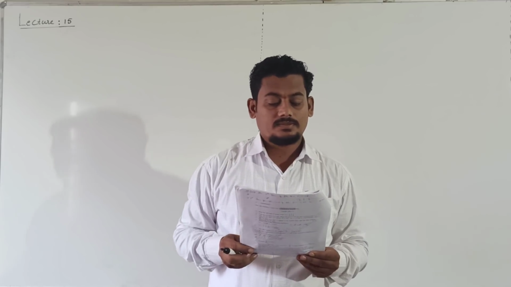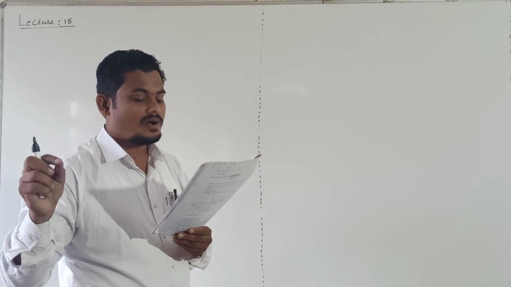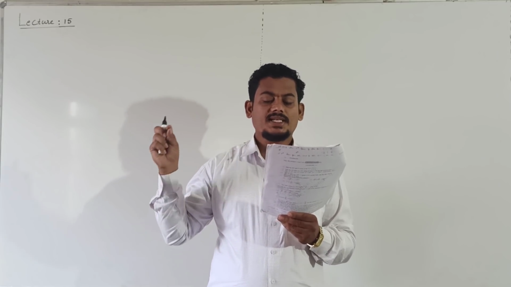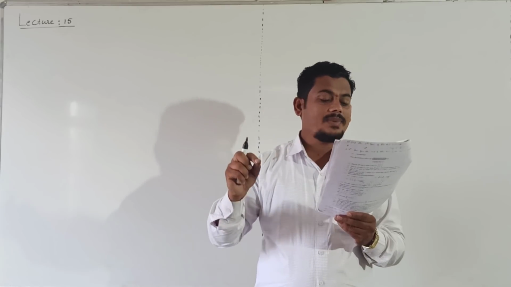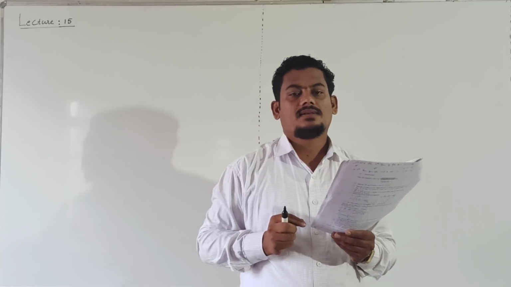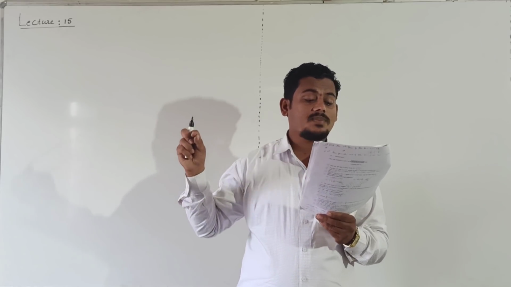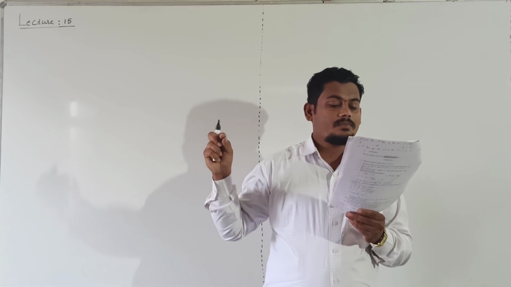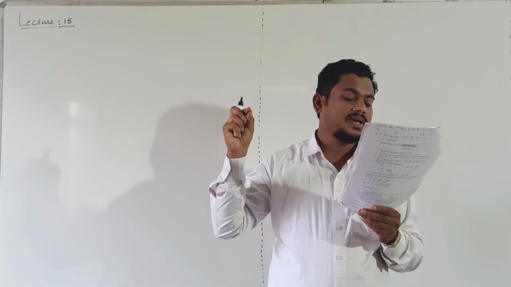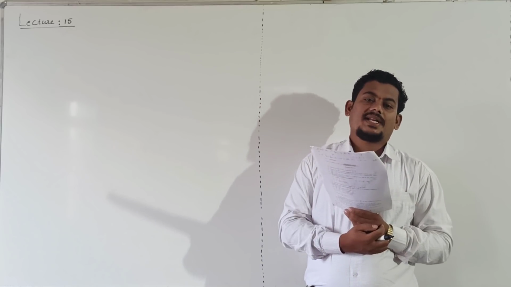Next problem. Show that the ratio of the sum of first n terms of a GP to the sum of the terms from n plus 1 to 2n terms is 1 divided by r power n. See students, once again the question: show that the ratio of the sum of first n terms of a GP to the sum of terms from n plus 1 to 2n terms is 1 divided by r power n.